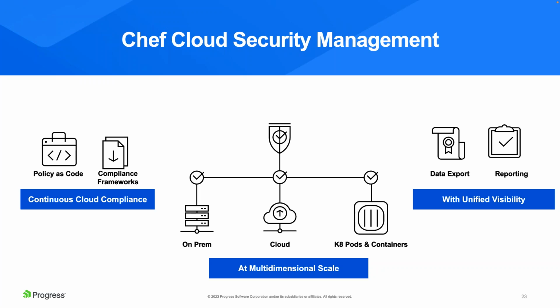So to summarize briefly, what Chef's cloud security management allows us to do is it offers three key values, all of which we just saw in the previous slide. The continuous cloud compliance, where it allows us to create compliance frameworks using the policy as code approach, which makes it platform agnostic, vendor agnostic, and operating system agnostic. The ability to do that at multidimensional scale, from on-prem cloud to Kubernetes and containers, with unified visibility, with the ability to allow data to be exported and published as reports across different platforms.